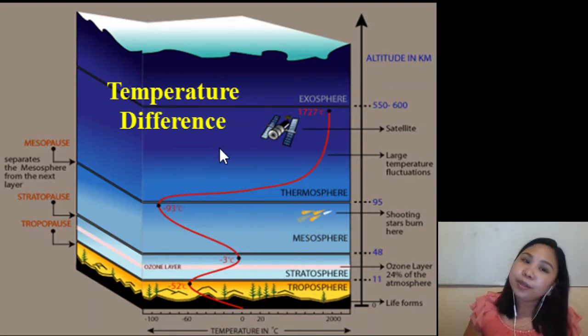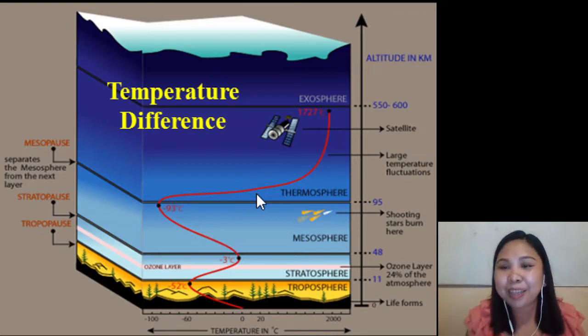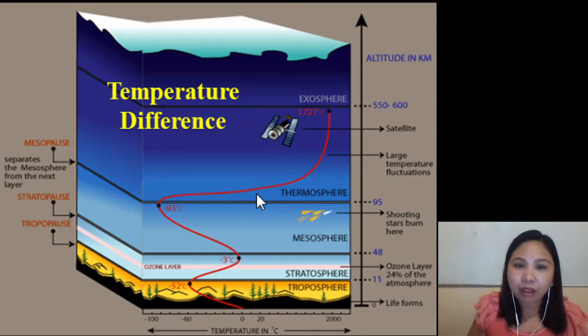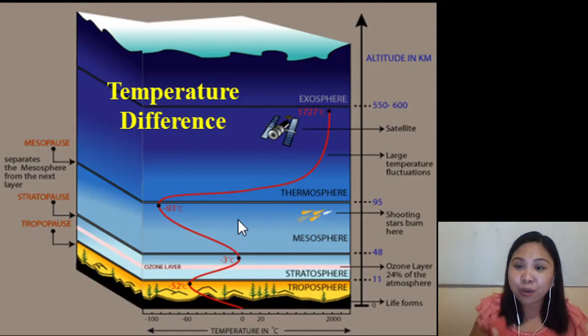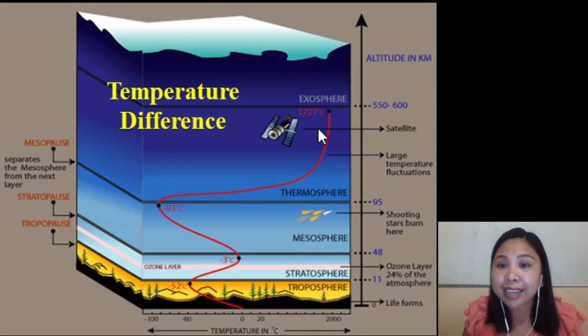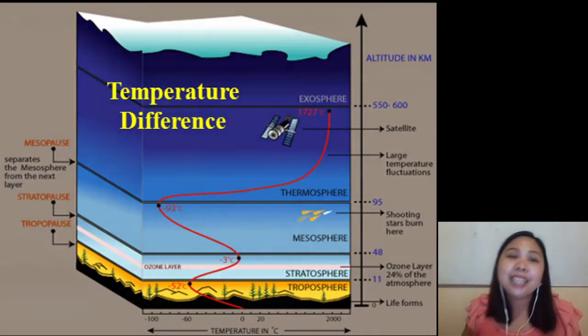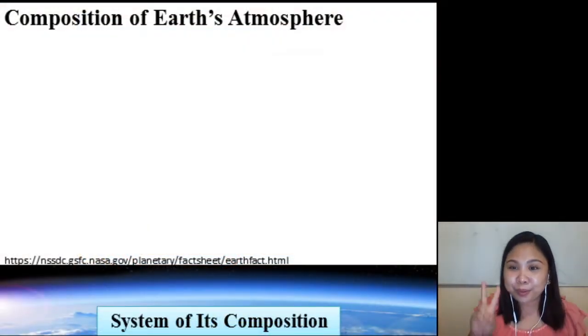Okay? So, those are the system of layers of our atmosphere. Sana nakuha nyo itong mga different layers. Again, don't forget the mnemonics T, S, M, P, E. So, tropo, strato, meso, thermo, and exosphere. Okay? So, we're done with the first system. Now, we're on the second.